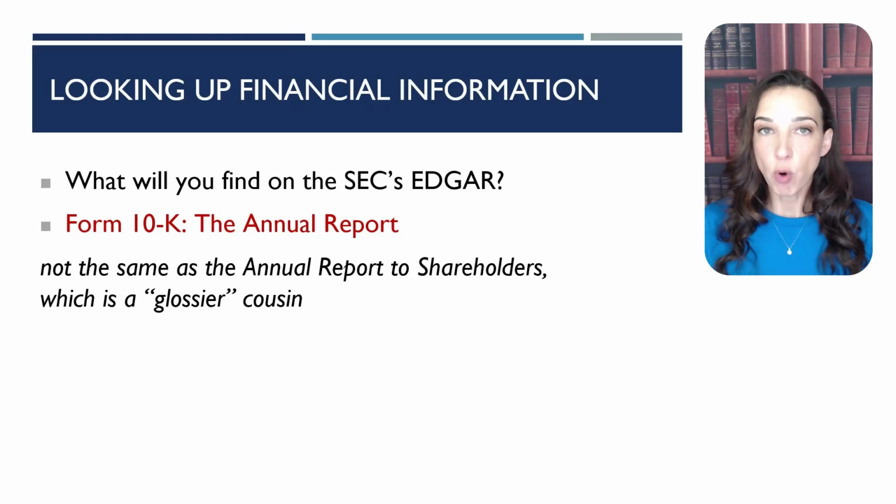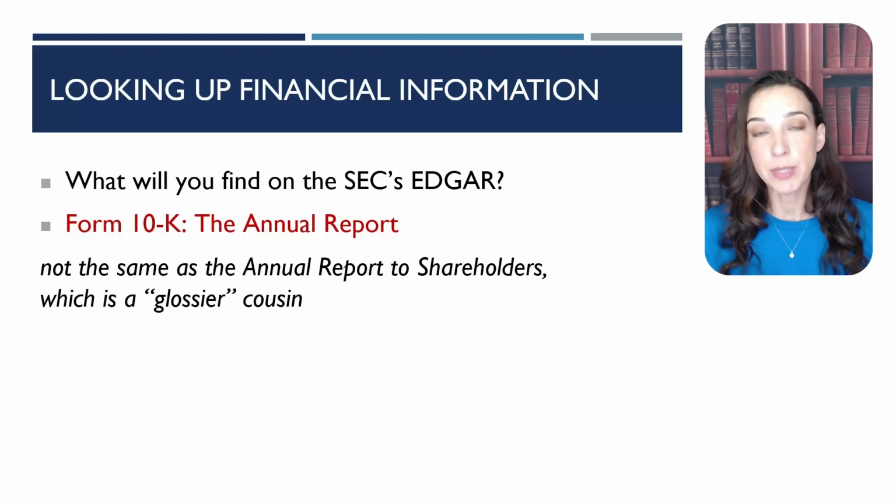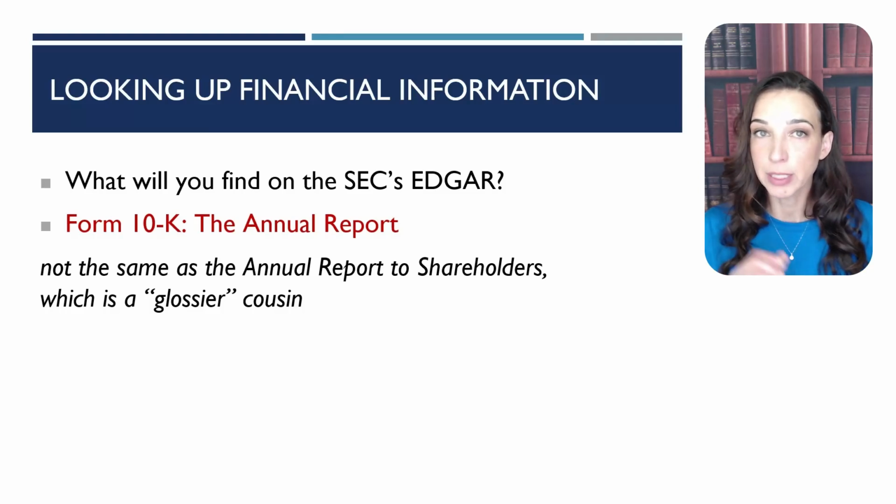The main form that you're probably interested in, and the one that I'm going to focus on very heavily in this series of videos, is going to be the Form 10K. The Form 10K is also known as the annual report because the company is required to file it once a year at the end of their fiscal year. I don't want you to conflate it with another annual report, and I'm going to show you in a second the distinction.